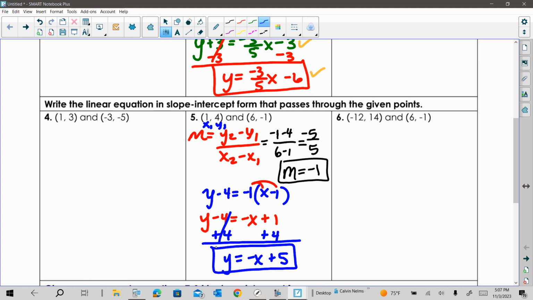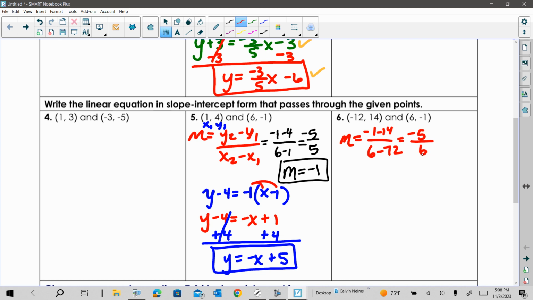So even on a problem like 6 here, you have to start off finding that slope by doing negative 1 minus 14 over 6 minus negative 12. Okay, so hopefully here your slope is actually going to be a fraction. It is going to simplify into negative 5/6. Now we're just putting it into point slope form. Pick a point, plug it in, distribute, solve for y.